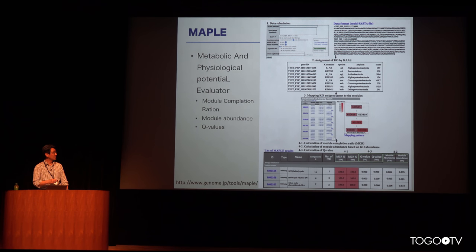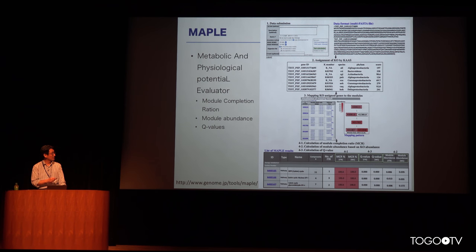So we define this module by extracting the tightly related functional set from the KEGG pathway diagram and define some Boolean equation, like you need this enzyme and this ortholog for completing this reaction step. But two orthologs are defined for this enzyme step, this reaction step. So you need either of these orthologs to complete this reaction step.